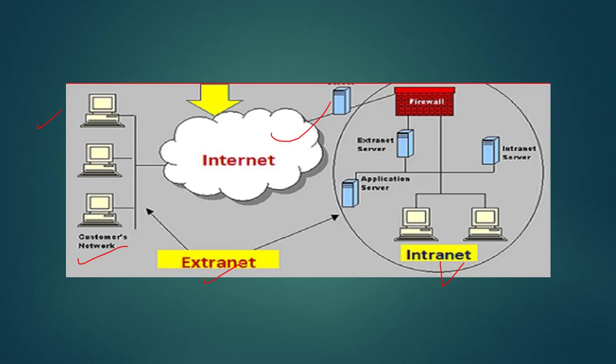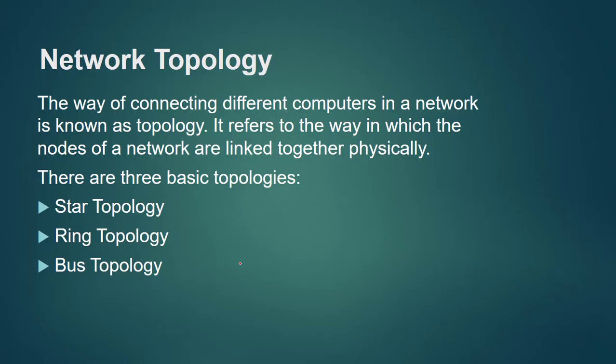Now let's move to our next term, that is network topology. Topology means the way of connecting different computers in a network. It refers to the way in which the nodes of a network are linked together physically. If we talk about topologies, then a topology is a method or a way of connecting various computers in a network. In general, we have three basic topologies. These three basic topologies are star topology, ring topology and bus topology.